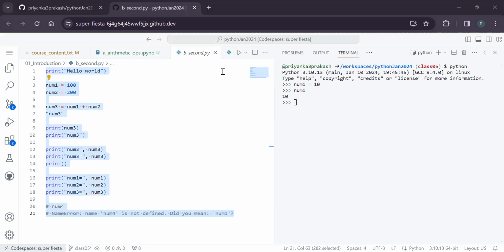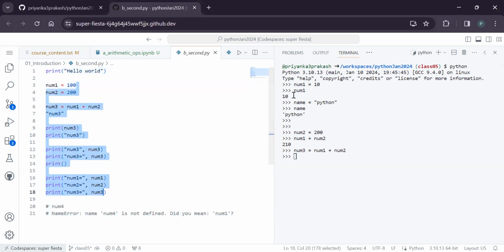Now here, you can notice that if I say name is equal to, say, Python, as it is a string, I can see the output. Everything you define, you see the output immediately. Say if I say number 2 is equal to 200, and number 1 plus number 2, you can assign and see, or number 3 is equal to number 1 plus number 2. Whatever you are seeing in interactive mode, you see as it is.